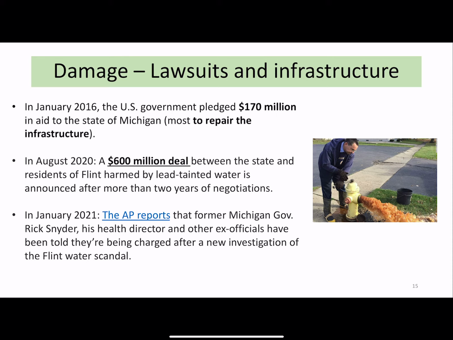In August 2020, a $600 million deal between the state and the residents of Flint that were harmed, after more than 2 years of negotiations. And in January 2021, the news reported that some authorities, like the Michigan governor, health director, and other ex-authorities, are going to be charged after new investigations they are doing.